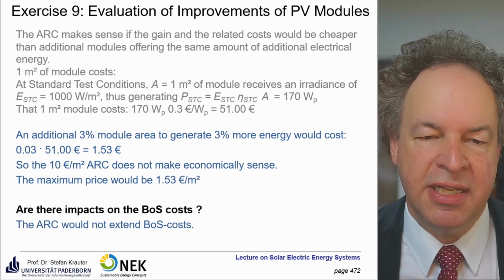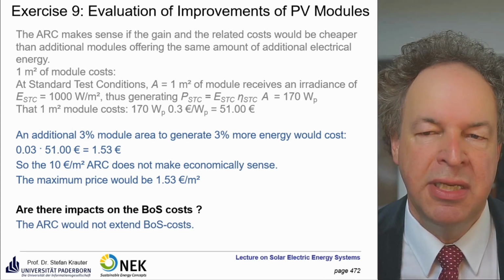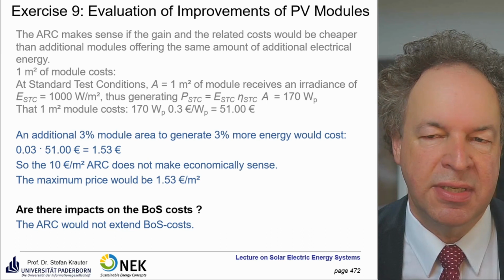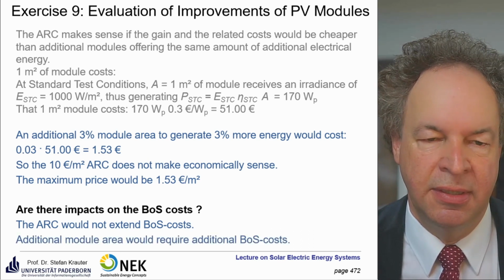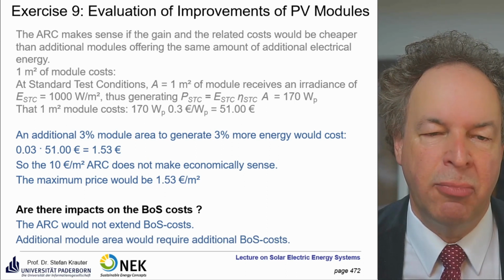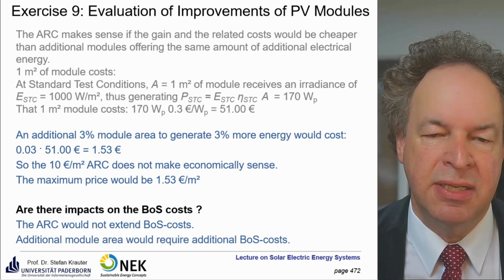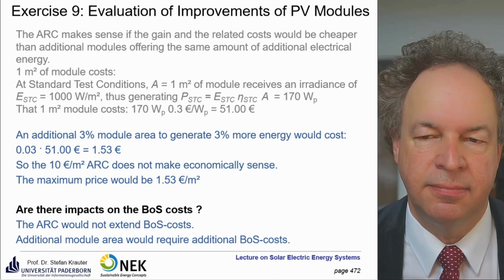The AR coating would not extend the BOS costs, and contrarily we need fewer PV modules and would reduce, but only slightly, the BOS costs. If we would have additional module area, we would require some additional BOS costs.